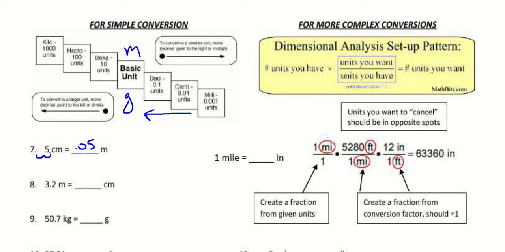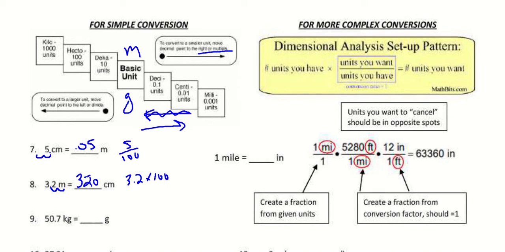If I'm going from meters to centimeters, and I'm moving in this direction, we're going to go to the right, or we're going to multiply. So I'm going to basically multiply by 100, or move 2 spots to the right. So this is 320. In other words, you can think about it as this is 5 divided by 100, and this is 3.2 times 100, okay?